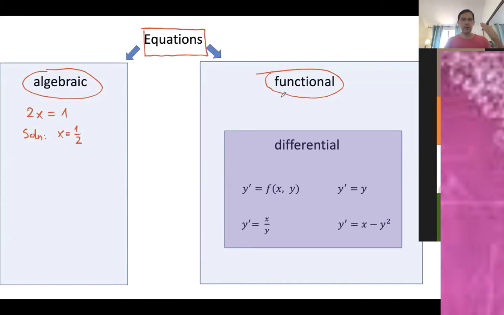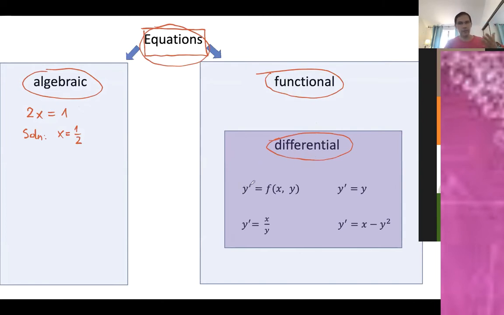A functional equation is an equation that involves functions. So for example, maybe the equation says find all functions f that satisfy some condition. If the condition involves not only the function, but also its derivative, then this functional equation will be classified as a differential equation. So a differential equation is in the first place an equation, but it's an equation where we're looking for functions as opposed to numbers. And the condition that the function is supposed to satisfy involves not only the function, but also the derivative of this function. That's what a differential equation is.